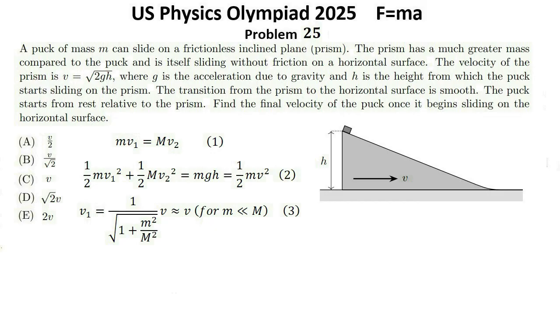Solving these two equations with respect to v1, we obtain formula 3, that with m small much smaller relative to m large, v1 is equal to v. Going back to the original system, we obtain formula 4. The speed of the puck is equal to 2v. This is the answer E. And this was the solution to problem 25.